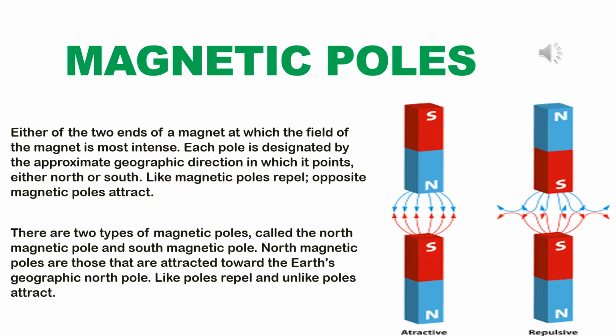The regions at the ends of a magnet where its attractive powers are most pronounced are called poles of the magnet. Pronounced means mostly strong. The poles are not just at the ends of the magnet, but situated at points close to the ends. There are two poles of a magnet.